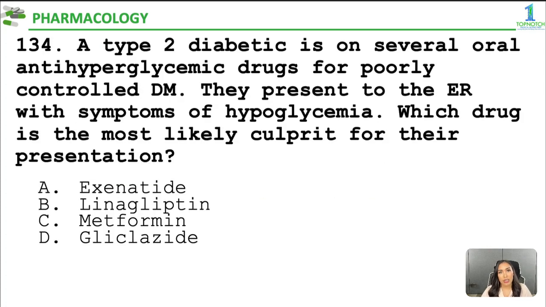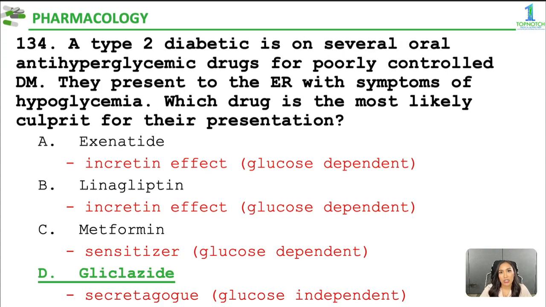A type 2 diabetic is on several oral antihyperglycemic drugs for poorly controlled DM. They present to the ER with symptoms of hypoglycemia. Which drug is the most likely culprit for their presentation? The correct answer is glipizide.